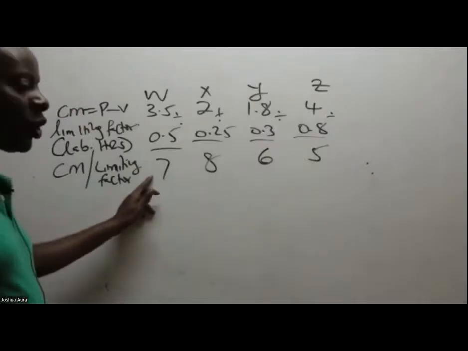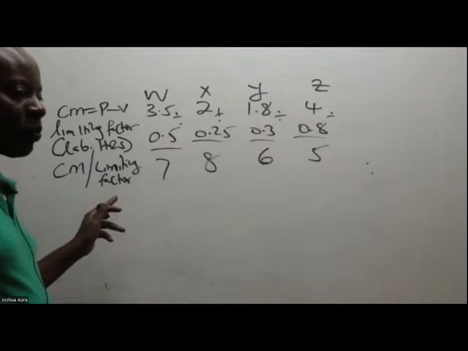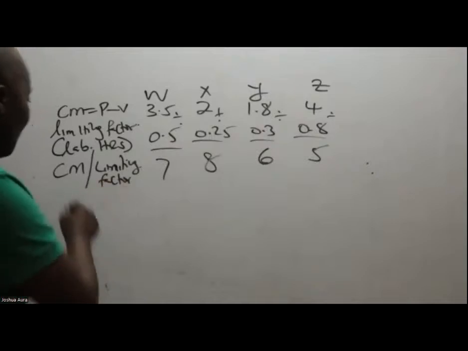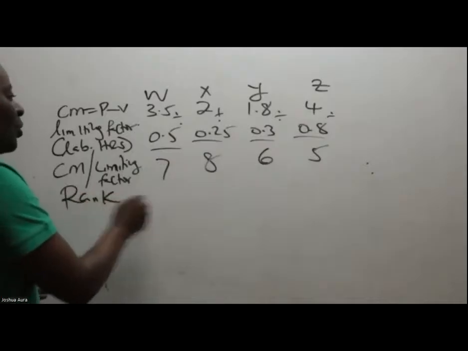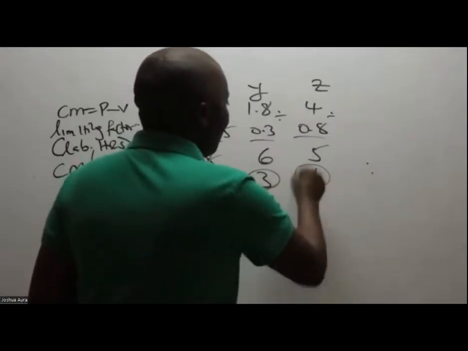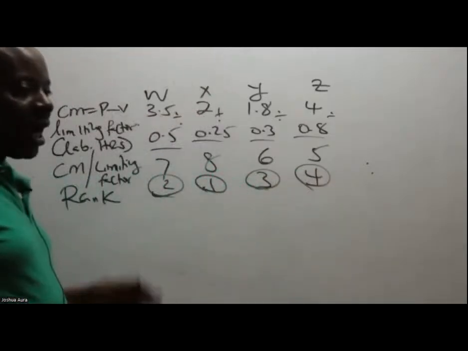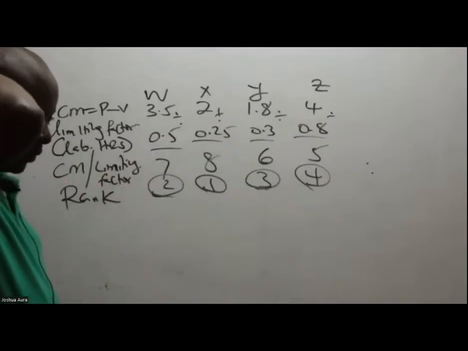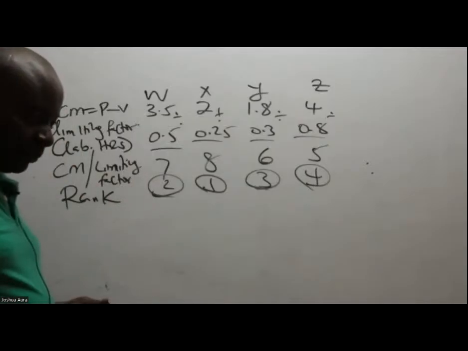So after this, what should be the next thing to be done? We rank them, yes. So the higher, the better. The one that takes number 1 is this, this takes number 2, this takes number 3, this takes number 4, like that. After ranking, what should be the next step?